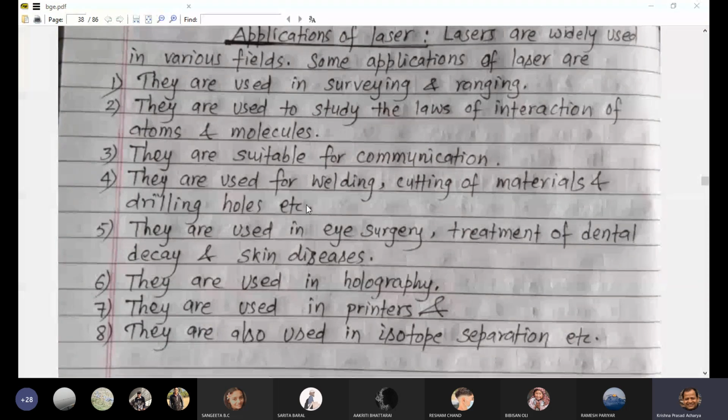Number 4, they are used for welding, cutting of materials and drilling of holes. Number 5, they are used in eye surgery, treatment of dental decay, and skin diseases. Number 6, they are used in holography. Number 7, they are used in printers, and they are also used in isotope separation. These are some applications of laser.